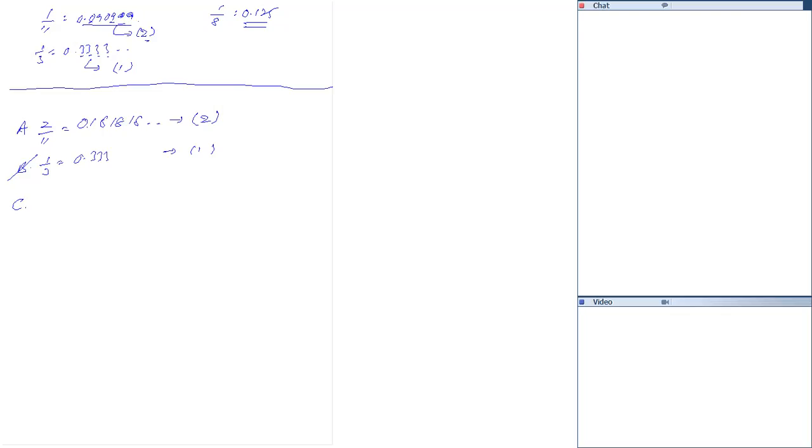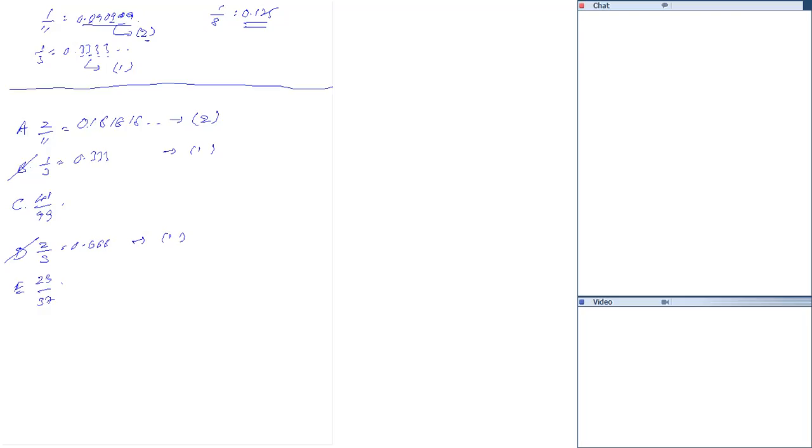Now let's take a look at C. What is there in C? 41 by 99. It looks like a big number, so we'll leave it for now. D. What is D? 2 by 3. What is 2 by 3? 0.666. Again it is 1, so I can knock off D just like B. And E. What is E? 23 by 37. This also looks like a very odd number, so we will leave it there.